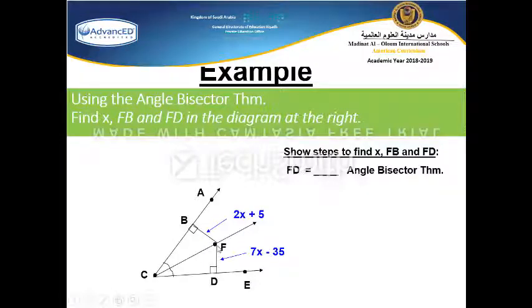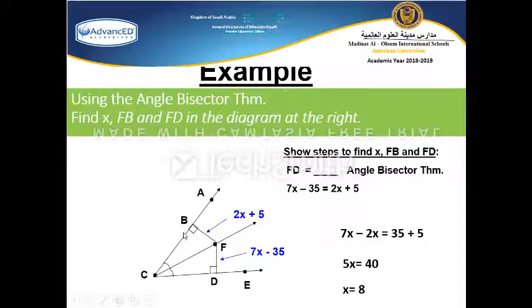Then we will write 7x minus 35 equals 2x plus 5. Let's solve this equation by moving 2x to the other side and 35 to the right-hand side. We will get that 7x minus 2x equals 35 plus 5. By solving this equation, we get 5x equals 40. By dividing both sides by 5, we get that x equals 8.